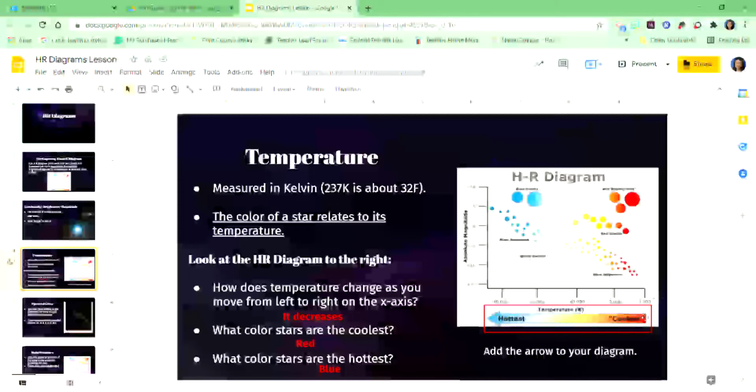So the cooler stars are on this side and the hotter stars are on this side. And the color of the stars that are the coolest are the red, and the hottest are the blue. So it's opposite of what we see hot and cold as far as color-wise, and that's just something you have to remember. The hottest on the HR diagram is always going to be blue, and the coolest is always going to be red.